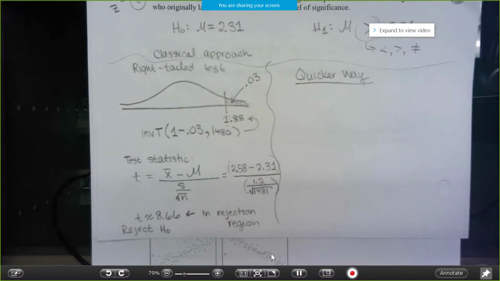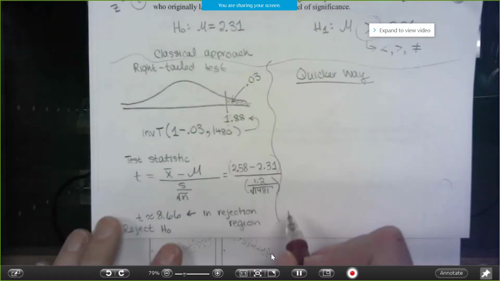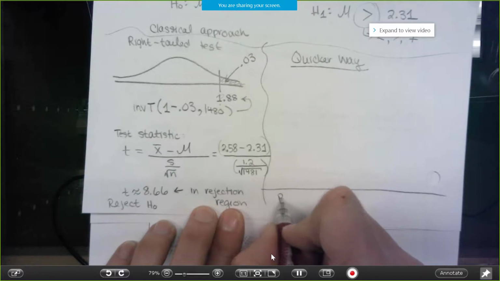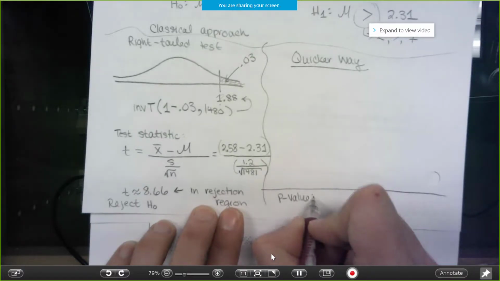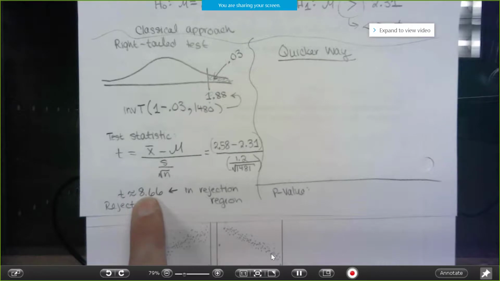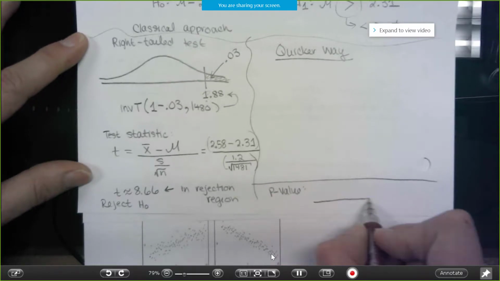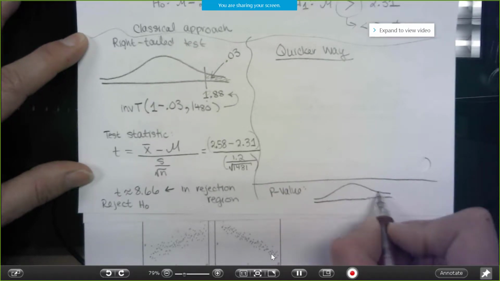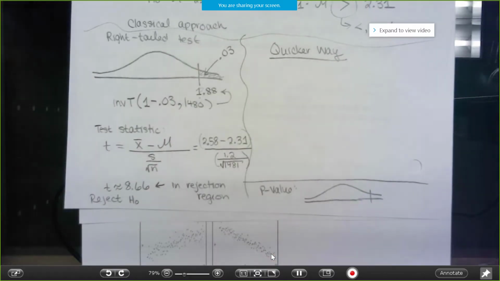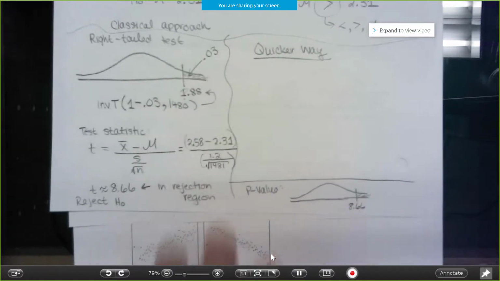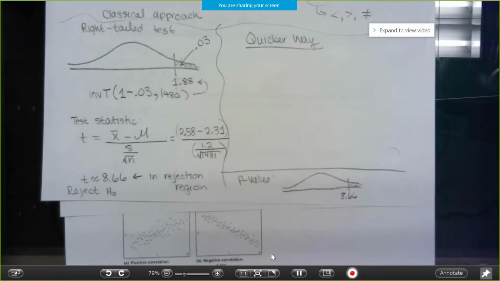The other thing, if I wanted to find the p-value, like the old way, just because I want to show you that we'll get the same thing when we do this test. If we do the p-value approach, we start at our test statistic. That's where we start the tail. And this is a right-tailed test. So instead of saying we need 0.03 in the tail, we start the tail at our test statistic, 8.66, find the area, and then compare it to our level of significance, which is 0.03.